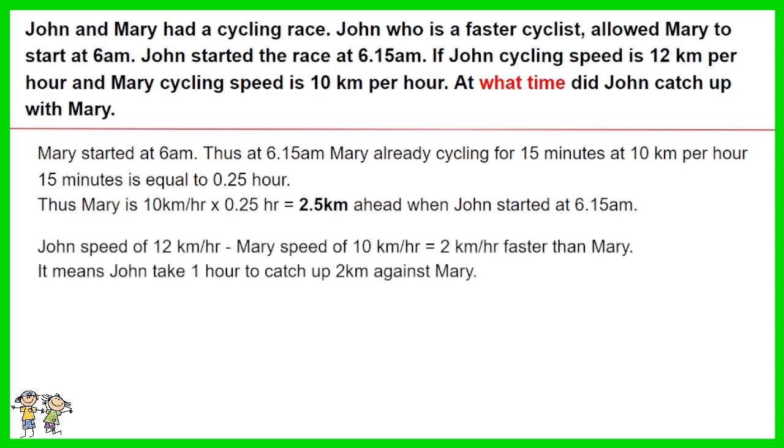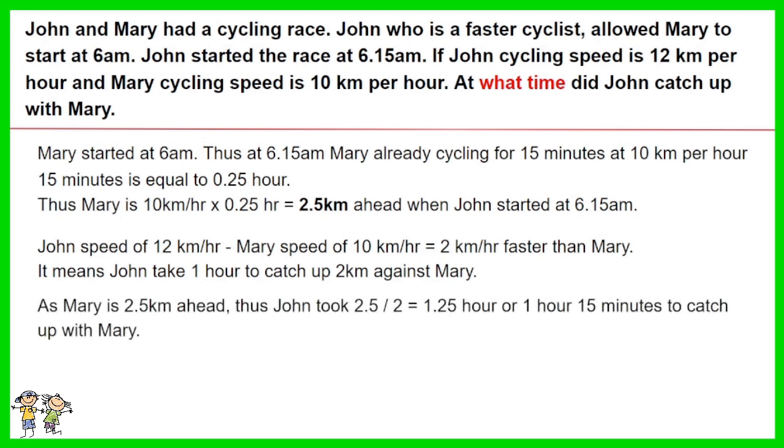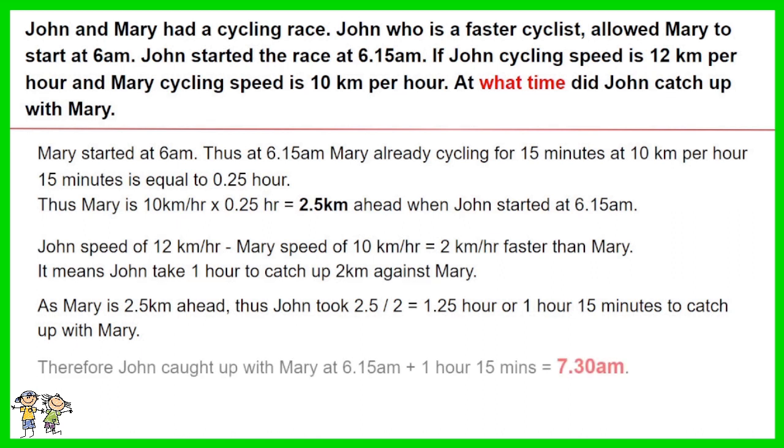John's speed of 12 kilometers per hour versus Mary's speed of 10 kilometers per hour is 2 kilometers per hour faster than Mary's. It means John takes 1 hour to catch up 2 kilometers against Mary. As Mary is 2.5 kilometers ahead, John took 2.5 kilometers divided by his catch-up speed of 2 kilometers per hour, which is 1.25 hour or 1 hour 15 minutes, to catch up with Mary. Therefore John caught up with Mary at 6:15 a.m. plus 1 hour 15 minutes, which is 7:30 a.m.